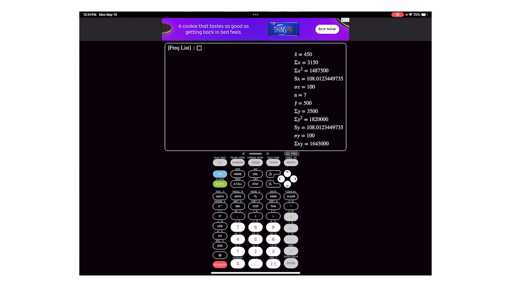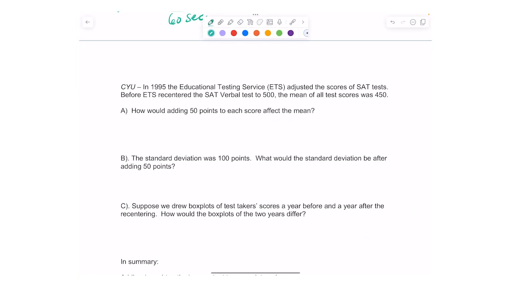So adding 50 points to each of my scores increased the mean by 50 points, but the standard deviation stayed the same. Why? Because all those scores just shifted the same distance, so they're still going to be the same distance apart on average from the mean. So how would adding 50 points to each score affect the mean? The mean would increase by 50, and the standard deviation would just remain the same.